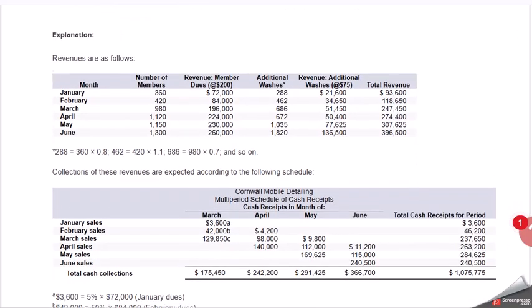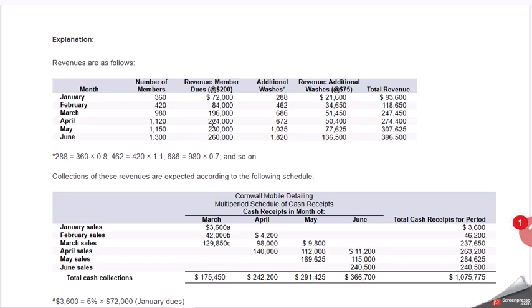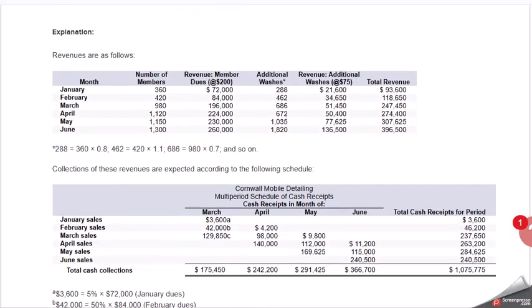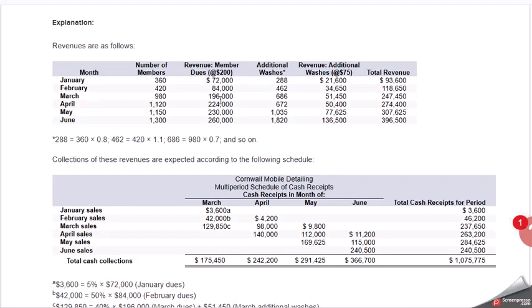50%. Then in March, we'd be receiving 50% of February's, and then we would be receiving 40% of March's. Now then all the additional washes are paid in cash in the month. So then we would just go to, why doesn't it show us that? Oh, I think it's adding that together though, right?